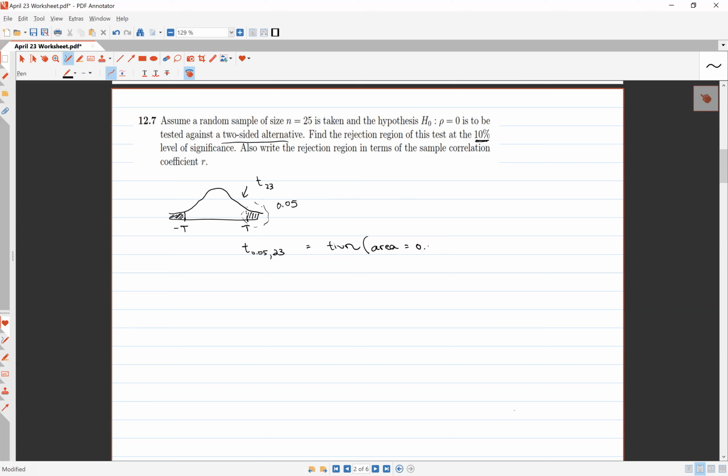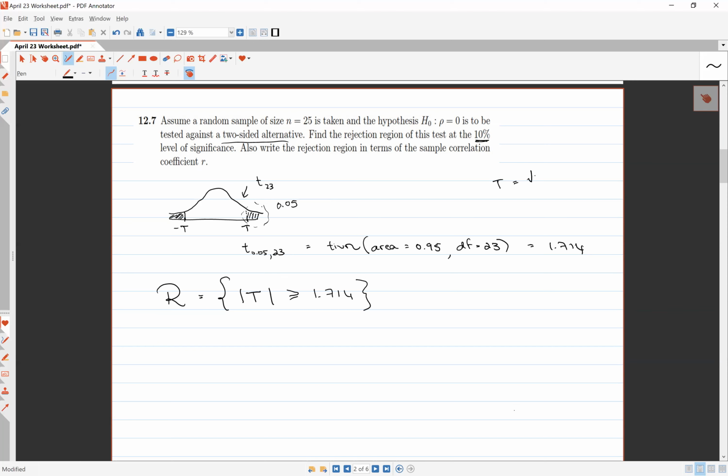Area would be equal to 0.95 because the function always uses area to the left, 23 degrees of freedom, which gives us 1.714 when I round to 3 decimals. So we can say that our rejection region in this case would be any time the absolute value of our test statistic exceeds 1.714. That's what the rejection region looks like in terms of the test statistic.